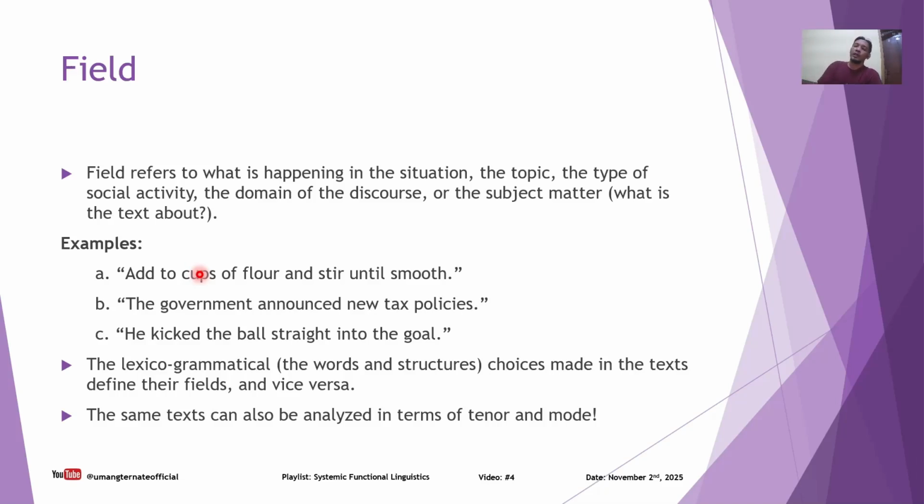But we need to understand that the same text can also be analyzed in terms of other register variables as well. Alright? So just because we use different examples, it doesn't mean that this text only contains or can only be identified in terms of field. No, we can also identify the tenor and the mode from each of the texts as well.